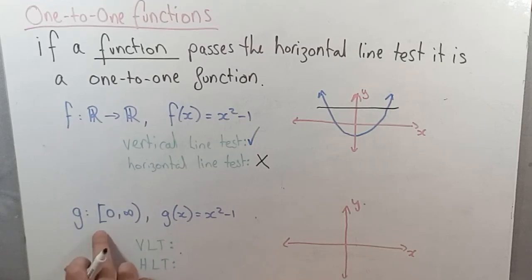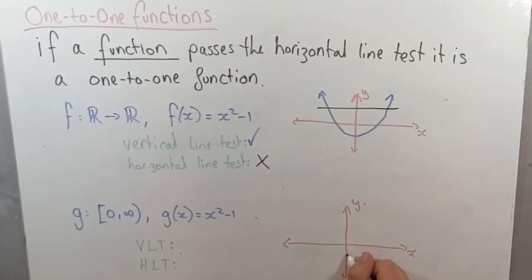Now let's have a look at this function g. Now this function is a different function to this, even though the rule is the same. It's got a different domain. Now the domain is very important for defining a function. So if I say that the domain is only from 0 to infinity, then this is a different function. So let's go from 0 to infinity. So 0 inclusive, closed circle.